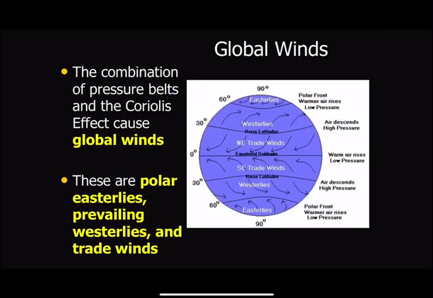Notice the picture to the right of the screen. This picture indicates the direction of the wind within the easterlies, the westerlies, and the trade winds. Notice that the easterlies blow from the east to the west. The westerlies blow from the west to the east. And trade winds blow towards the same direction throughout the equator.